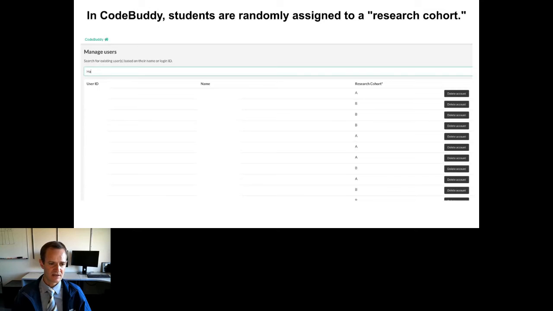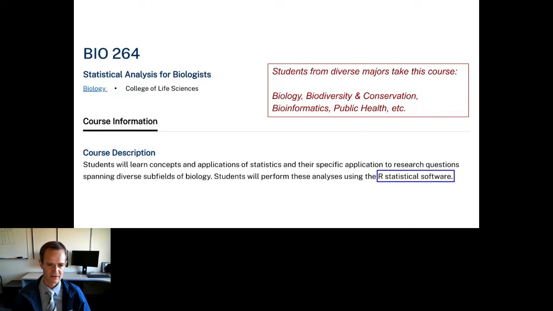So we did this study in a course, a different one than the one I mentioned earlier. It's called Statistical Analysis for Biologists. In contrast to the other course, we teach the R statistical software and programming language. But we also have a lot of these short form programming exercises and also a couple of exams where students have to demonstrate their ability to write code in R.